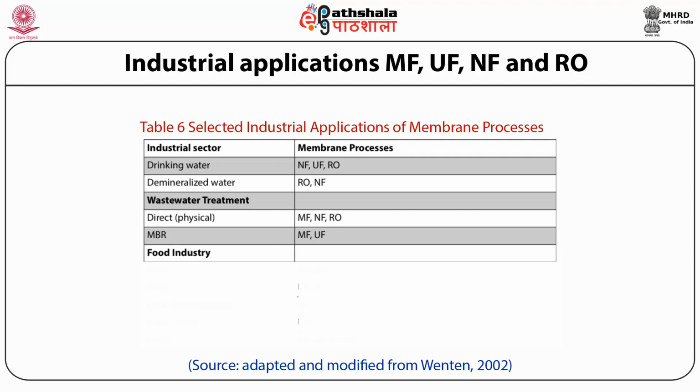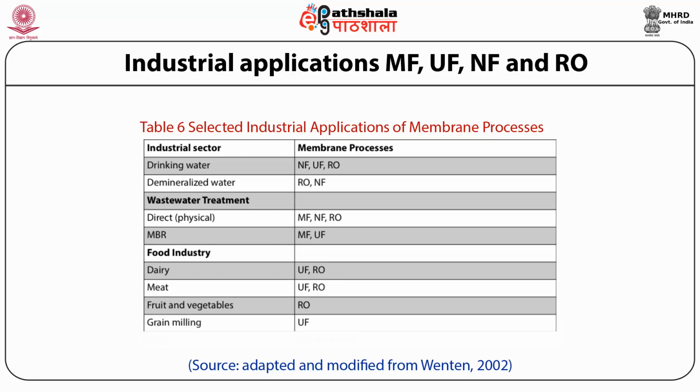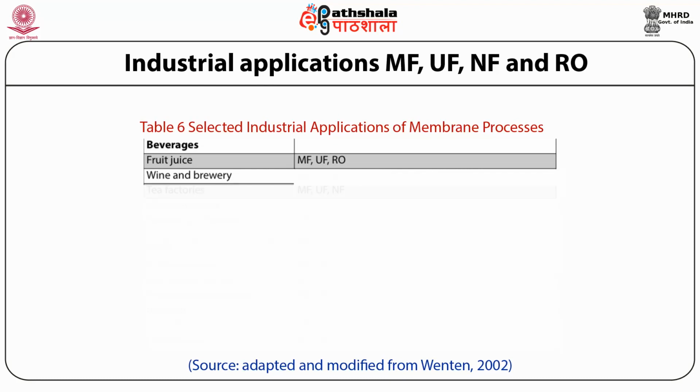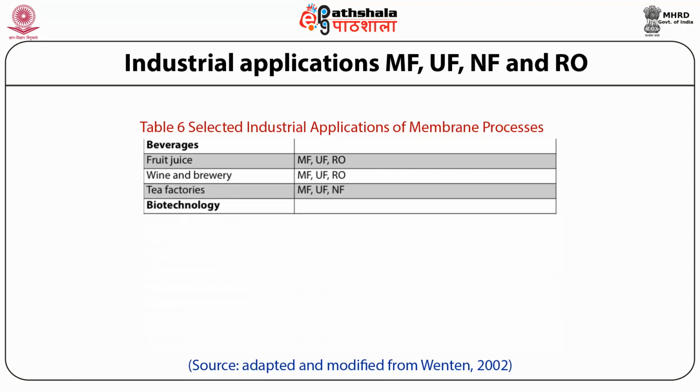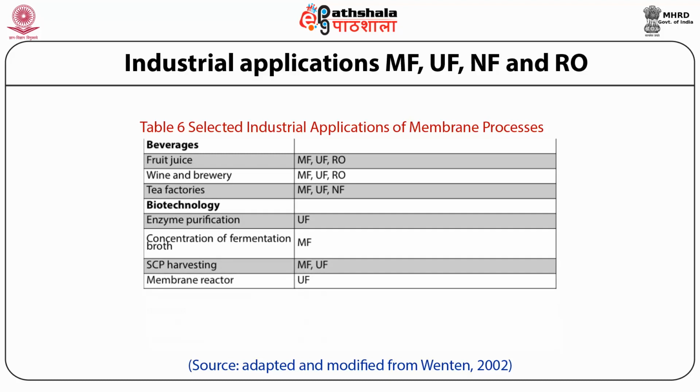For food industry like dairy, UF and RO are used. Meat, UF and RO. Fruit and vegetables, RO; grain milling, UF. If we see the fruit juices, MF, RO and UF have higher uses. Similar is the case with wine and brewery, MF, UF and RO. Enzyme purification, RO is used. Concentration of fermentation broth, MF is used. Single cell protein harvesting, MF and UF are used, and for marine biotechnology, MF and UF are used.